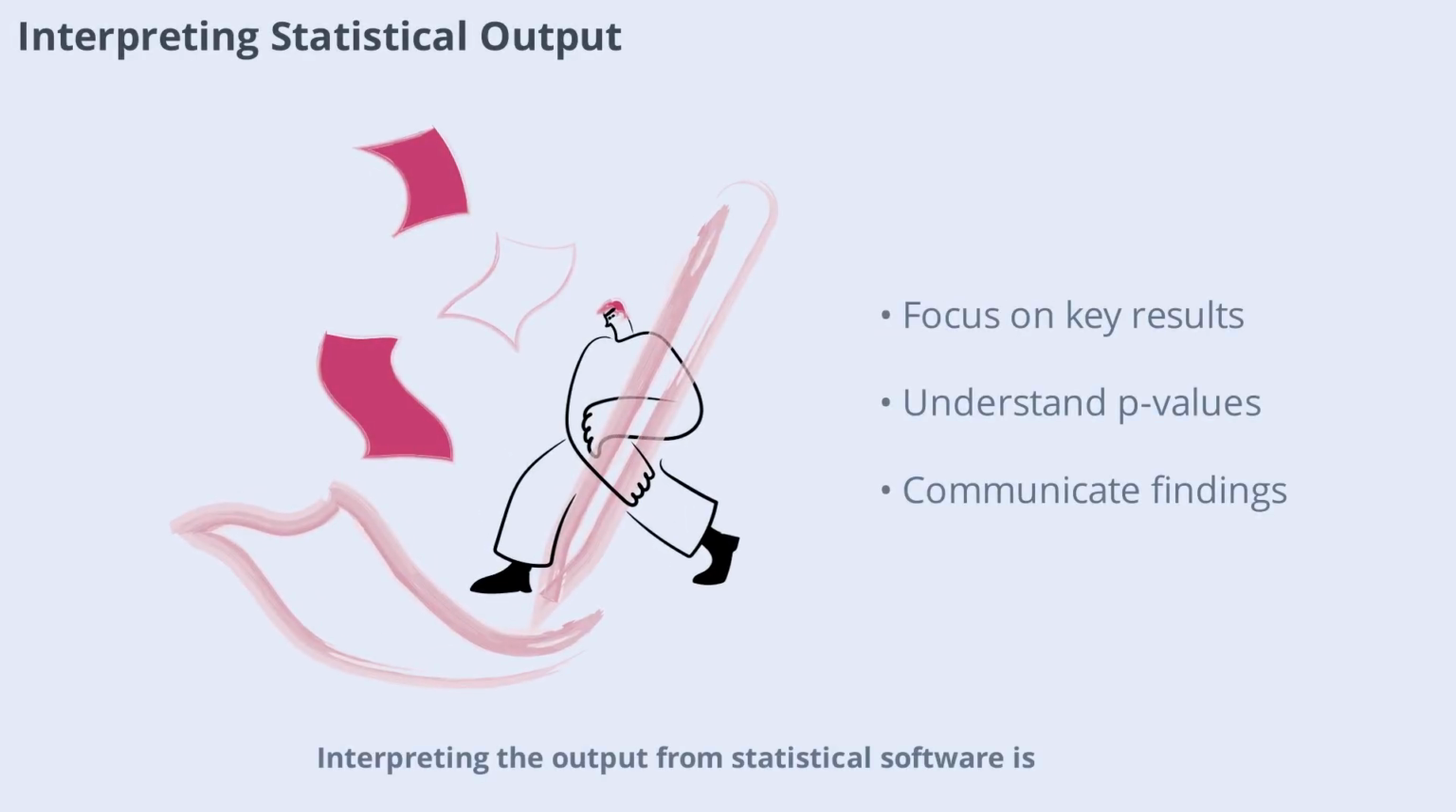Interpreting the output from statistical software is just as important as running the analysis. Focus on key results like p-values, confidence intervals, and effect sizes. Understanding what these numbers mean helps you draw accurate conclusions and communicate your findings effectively.